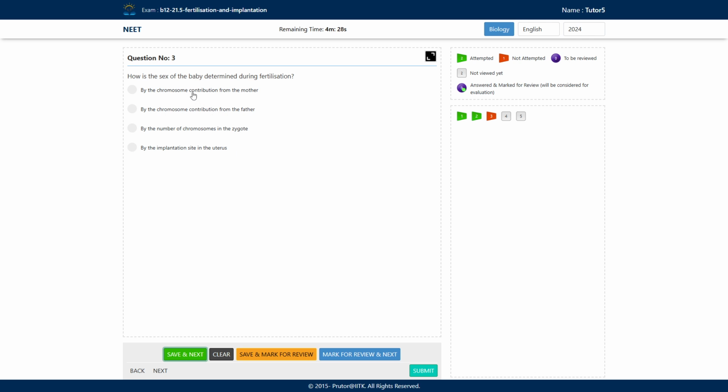So what are the options? By the chromosome contribution from the mother. Second is by the chromosome contribution from the father. Third is by the number of chromosomes in the zygote. And fourth one by the implantation site in the uterus. What will be the correct answer?